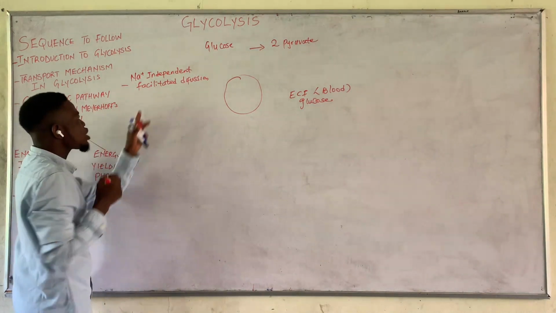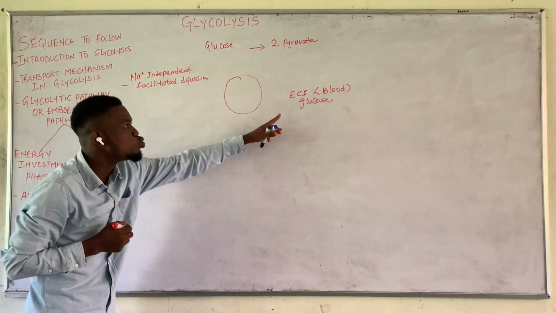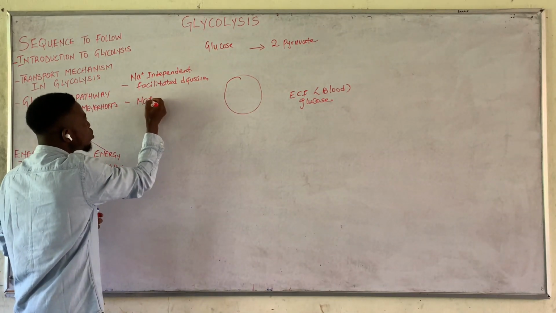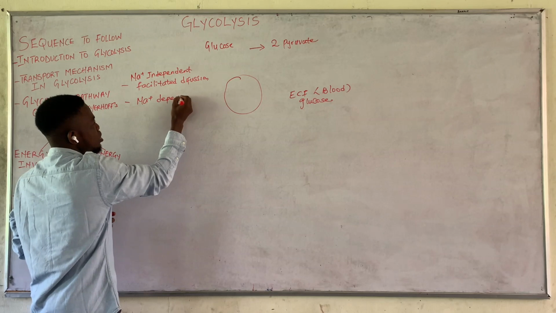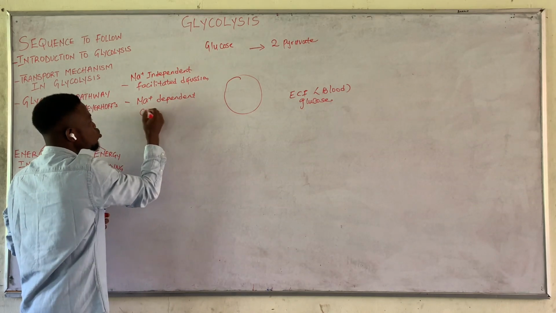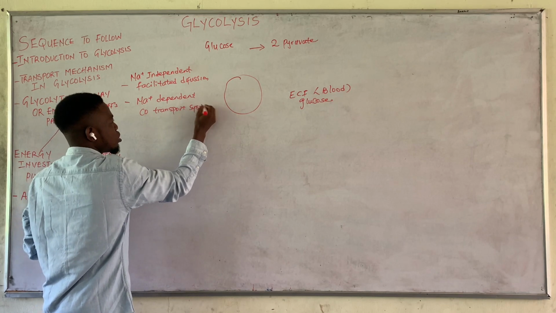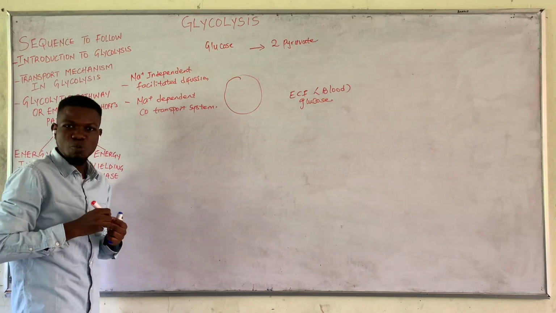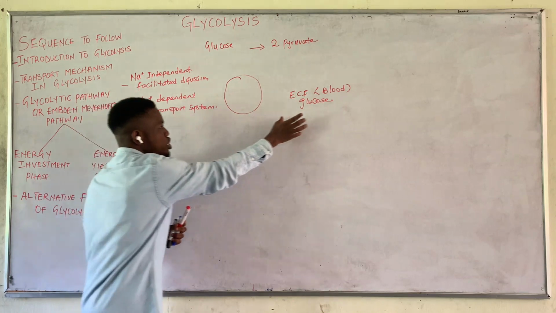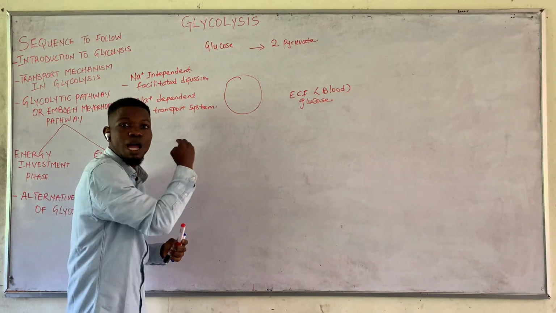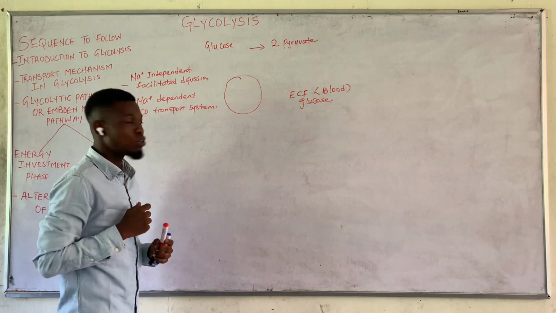Yeah, so this is the first transport mechanism which glucose can use to diffuse into the cell. The second one is the sodium dependent co-transport system. So these are the two mechanisms which glucose can use to gain entry into the cytosol of the cell, which I'm going to be looking at. Now, let's go into it.